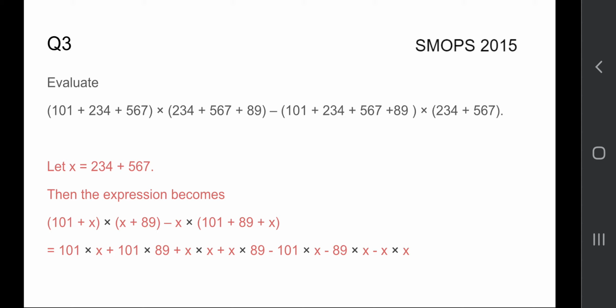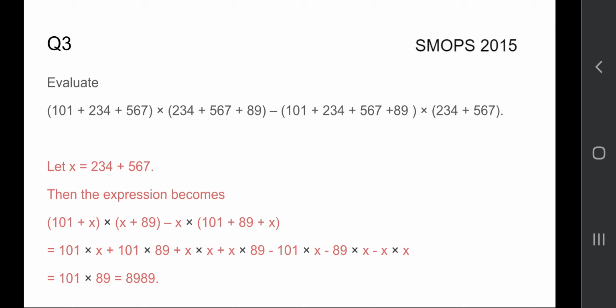And let's start cancelling, okay? 101 times x cancels against negative 101 times x. We do more cancelling, and we only get 101 times 89, and that's just 8989. That is our answer for this question.